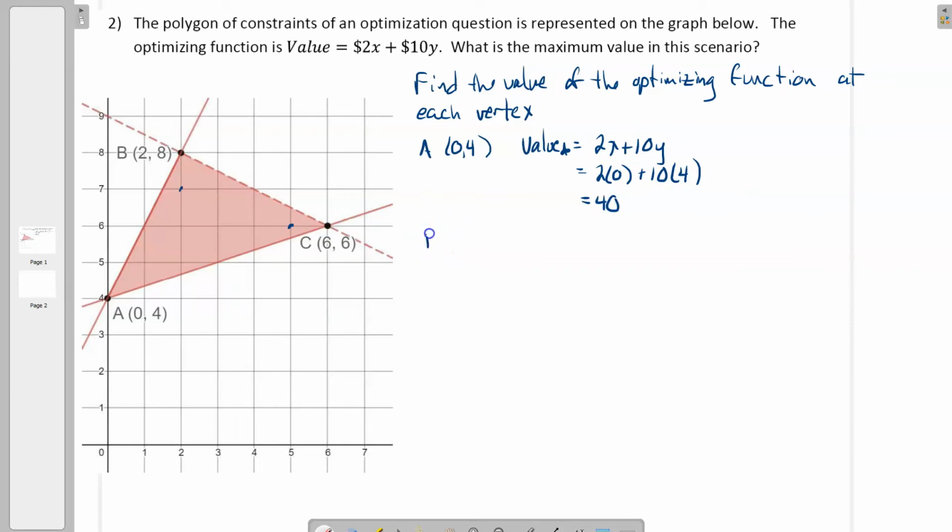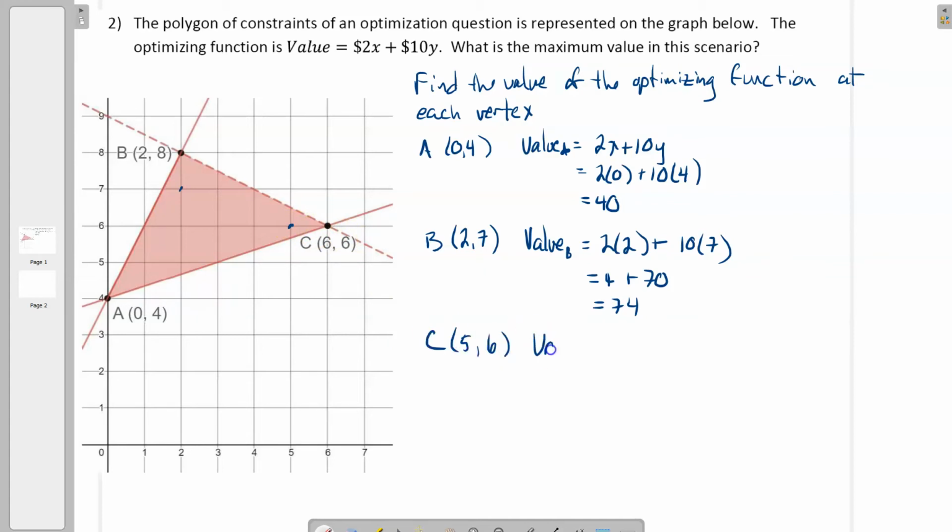Now we look at our second vertex B, but as we've said, we're not going to use 2, 8. Instead, we're going to use the next closest point, which is 2, 7. 2, 7 is within the solution set, so we'll use it instead. And the same thing for vertex C, we can't use it, so instead we use 5, 6. So we can see that the maximum value is closest to vertex B. So we answer the question that was asked, what is the maximum value in this scenario? So we say the maximum value is 70, and it occurs at point 5, 6.